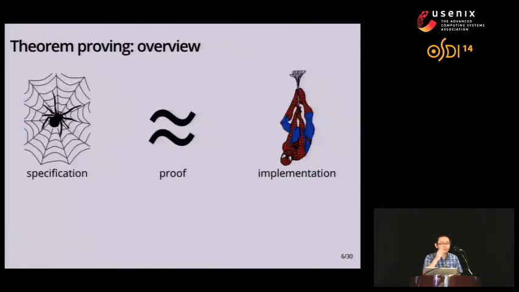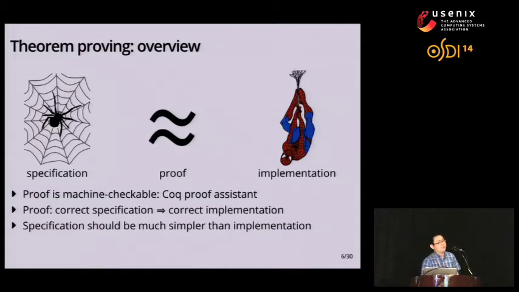So what is theorem proving? Let me give you a high-level overview. To do theorem proving, you need to do three things. You need a very nice, clean specification that describes what the system should be doing. Then you can have a fancy implementation that optimizes for performance and could be very complicated. Then you write a proof to show that the implementation meets the specification.